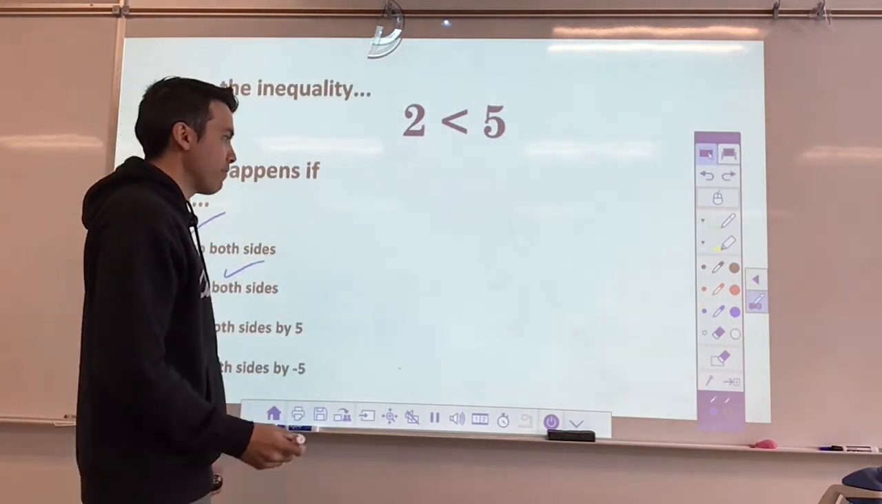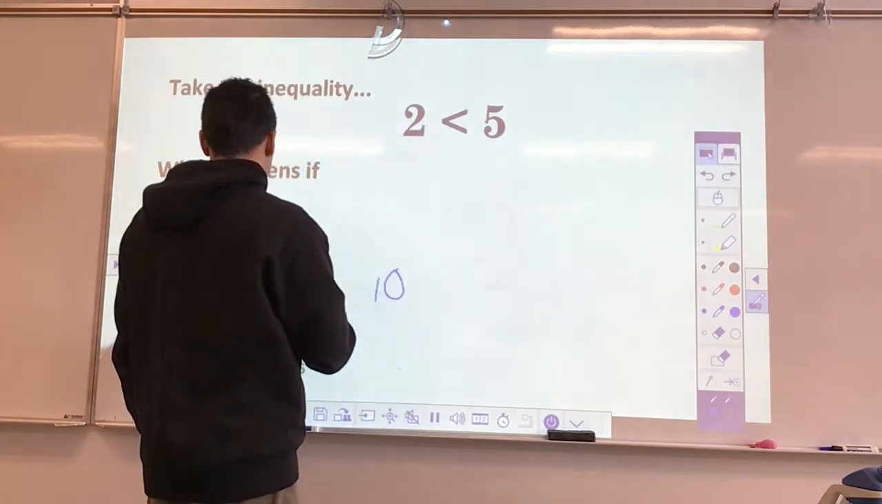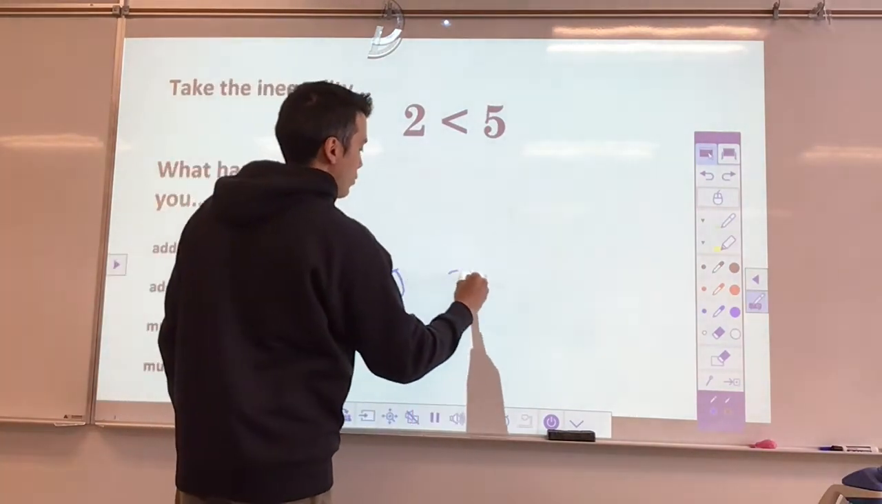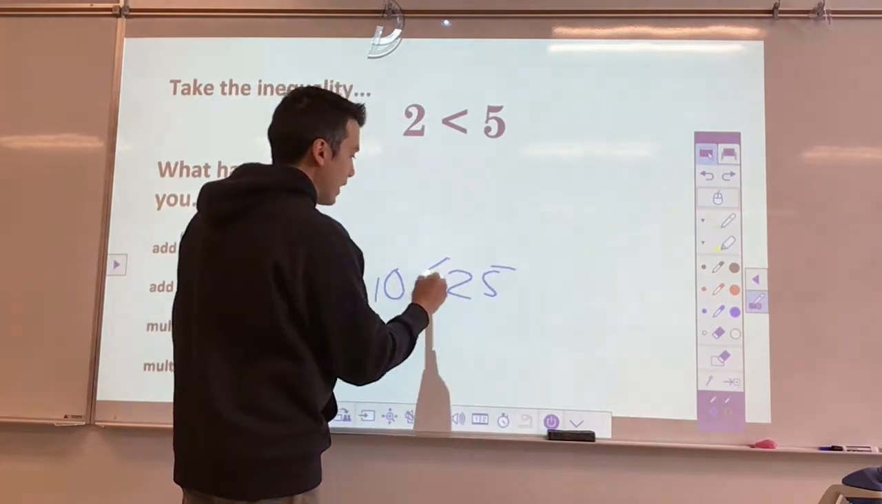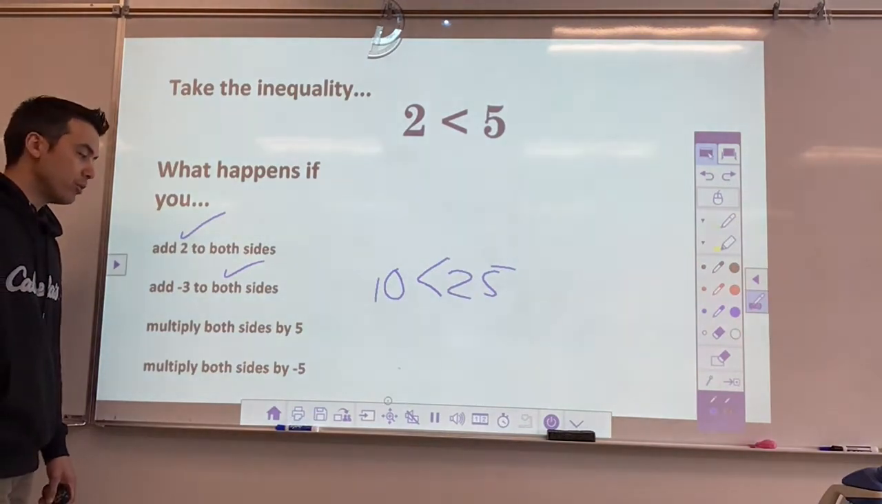Multiplying both sides by 5. 2 times 5 is 10, and 5 times 5 is 25. Is 10 less than 25? Yes, it is. There's no real issue there.